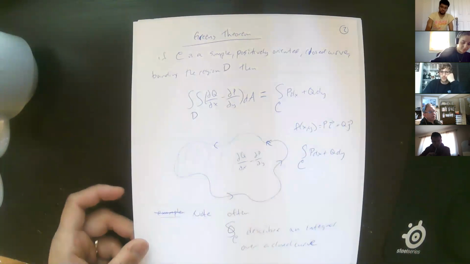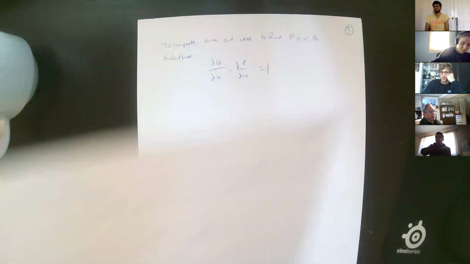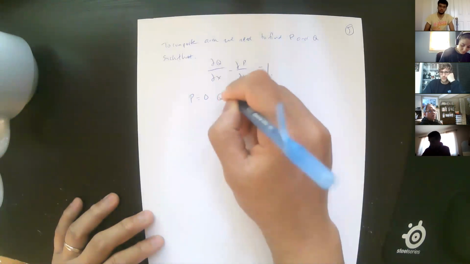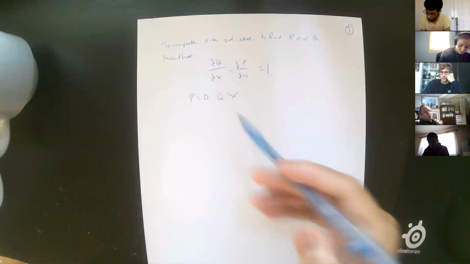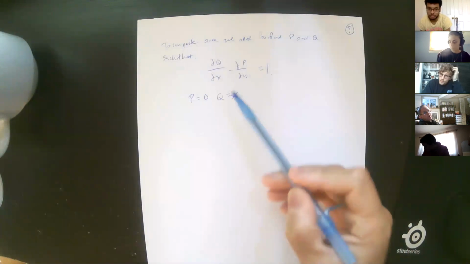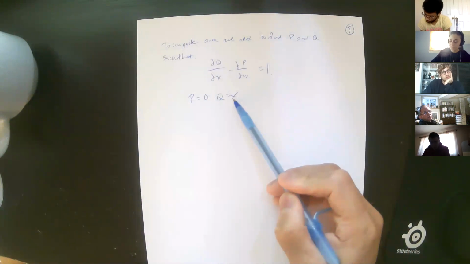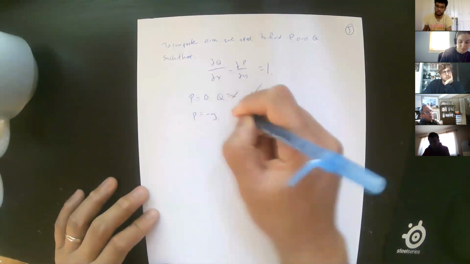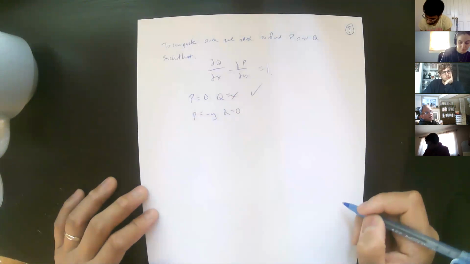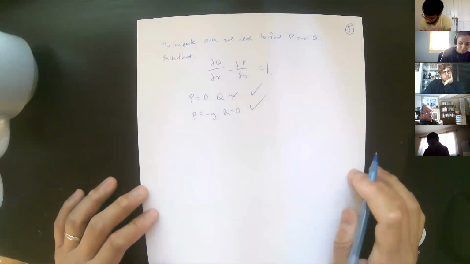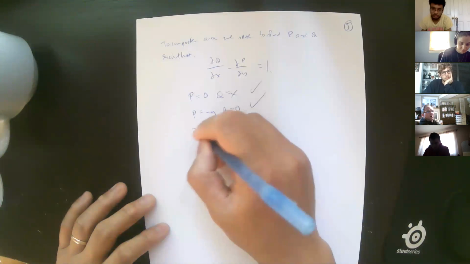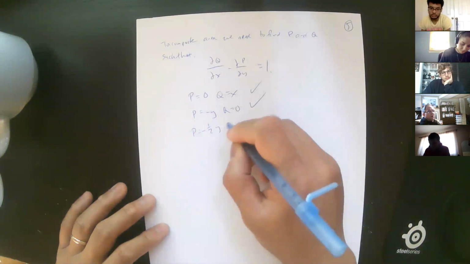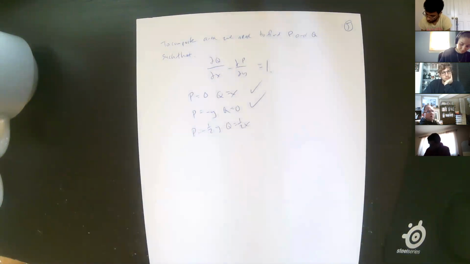Not super hard, and there's lots of choices. Some choices are P equals 0, Q equals x. The derivative of P with respect to y is 0. The derivative of Q with respect to x is 1. Check. P equals minus y, Q equals 0. Check. We can do complicated stuff too. P equals minus 1/2 y. There should be a negative sign. Q equals 1/2 x.